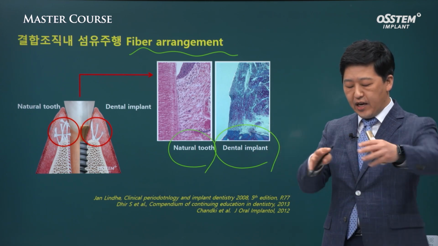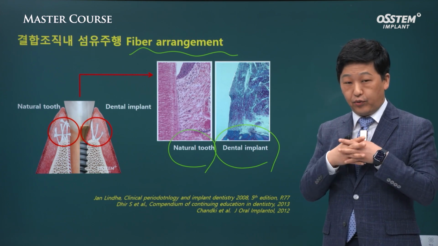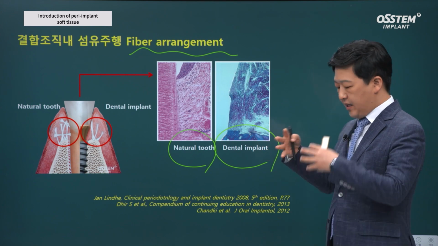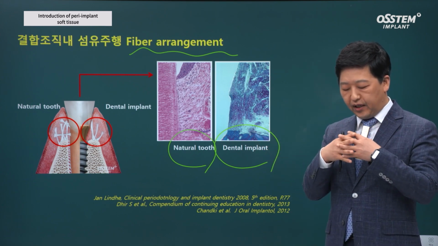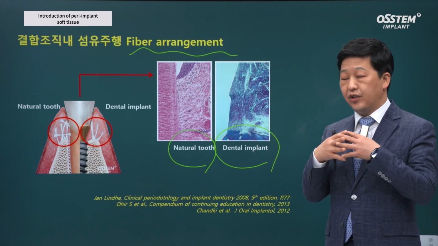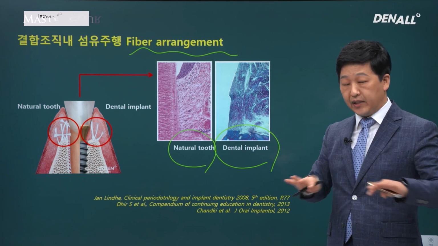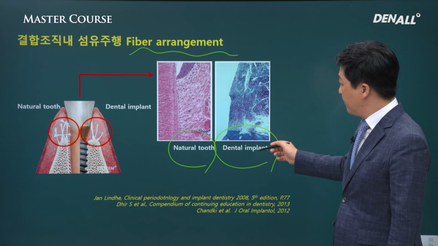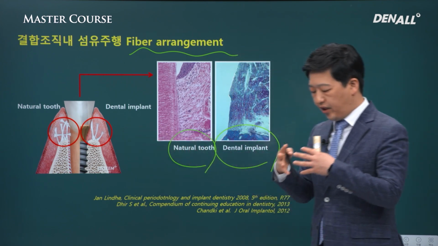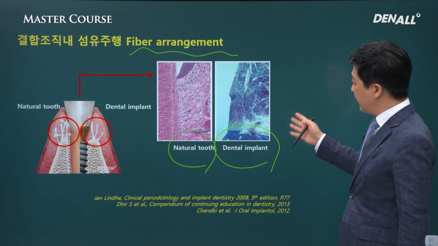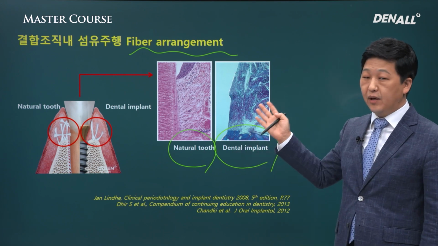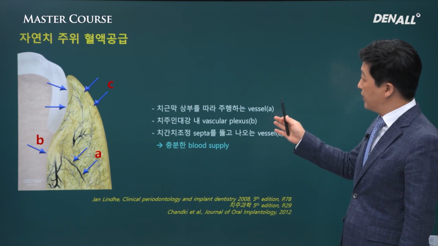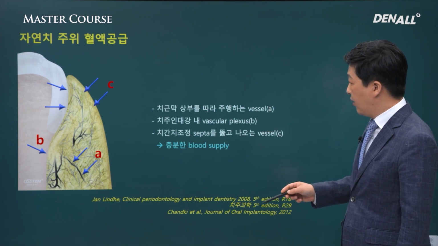Let's think of a net. In the case of tightly knit net, there is very little possibility of fish getting away. But if the net is loosely knit, then all the small fish will get away. It's the same principle. Because the fiber arrangement is very loosely knit around the implant, it is more susceptible to bacteria and different diseases.